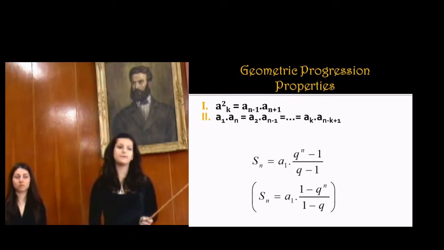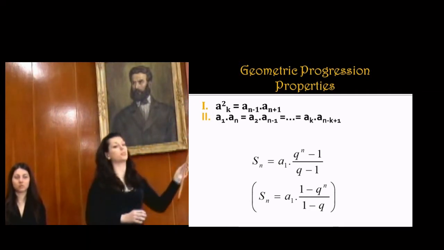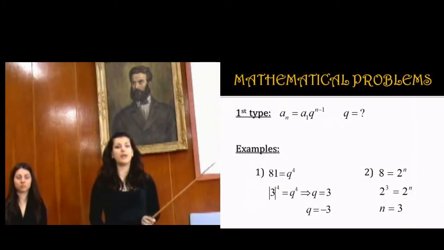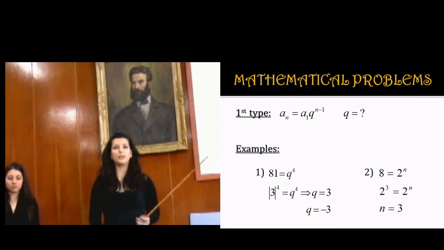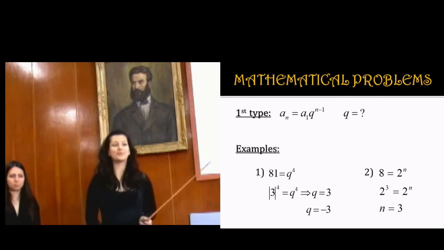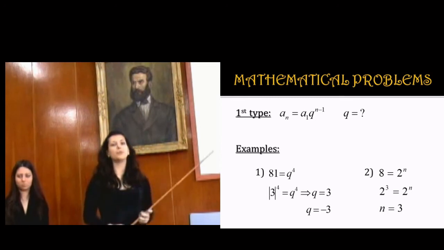Then we have the geometric progression properties, which are two types, the first one and the second one. And we have two formulas for them. Then there is a mathematical problem, which is three types. The first type with the formula, and we're searching for q.